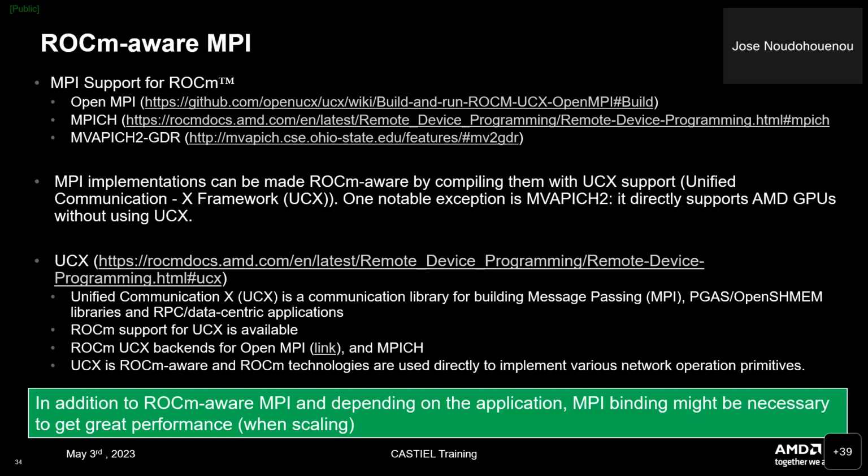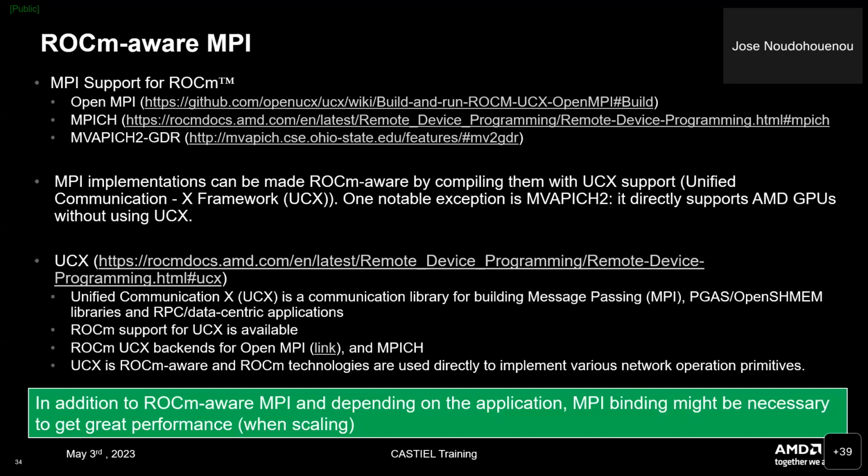And UCX is ROCm-aware, and ROCm technologies are used directly to implement various network operation primitives. So ROCm today has all the features available that support UCX without any problem. So the thing to do is to build your MPI library with UCX support, and that's it.